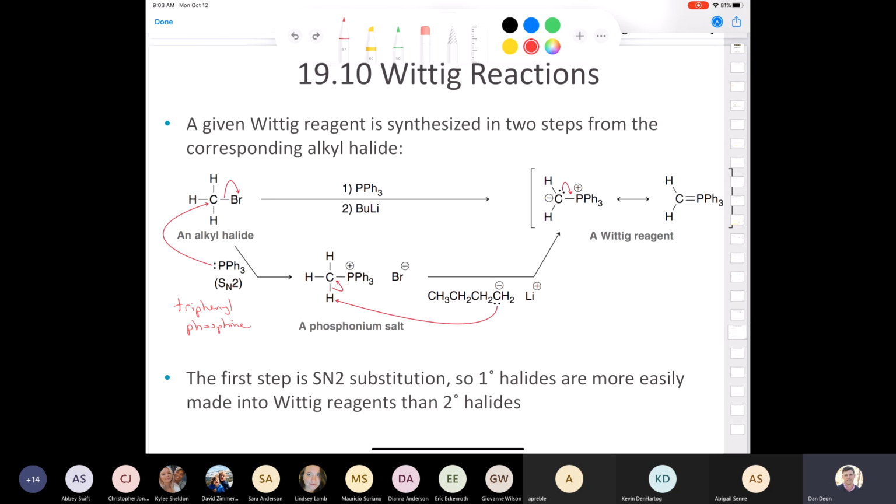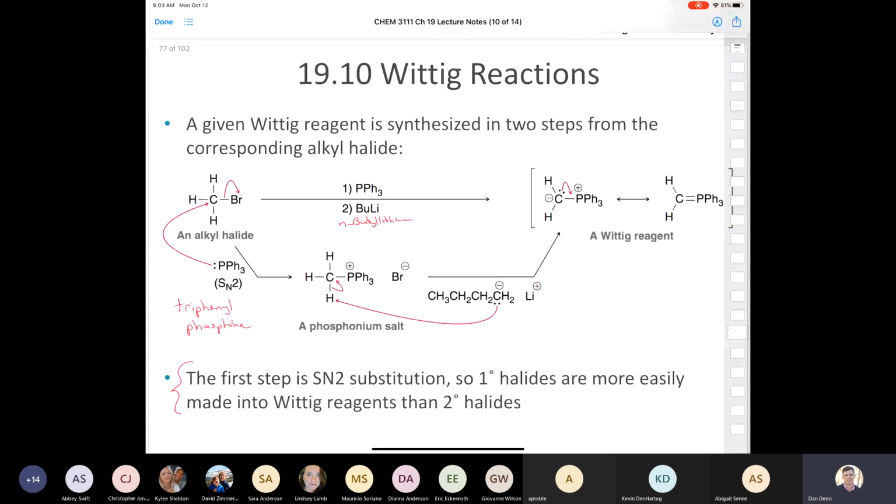Then you do a proton transfer using this. So this is called butyl lithium. This is actually called n-butyl lithium. Okay, so this is n-butyl lithium shown right here. You deprotonate and you make your Wittig reagent, and there you go. Again, the first step is an SN2 substitution. So primary halides are more easily made into Wittig reagents than secondary halides.